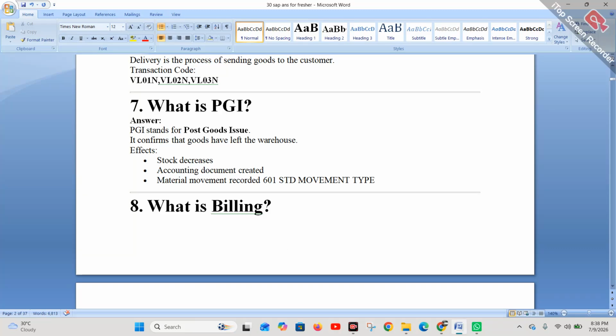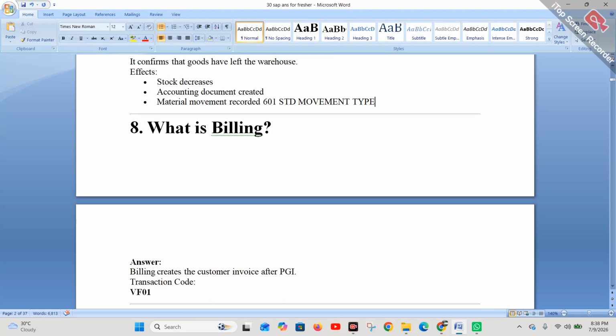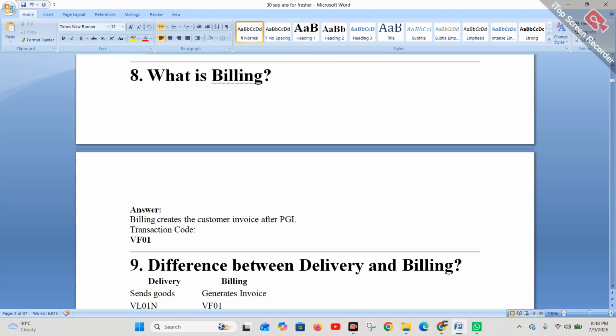Next, after PGI, billing. What do you mean by billing? Billing is the process of generating the customer's invoice after completing the PGI. The transaction code for generation of the billing is VF01. For change VF02. For display VF03. Okay. The billing updates the financial accounting and creates the customer invoice for the payment.